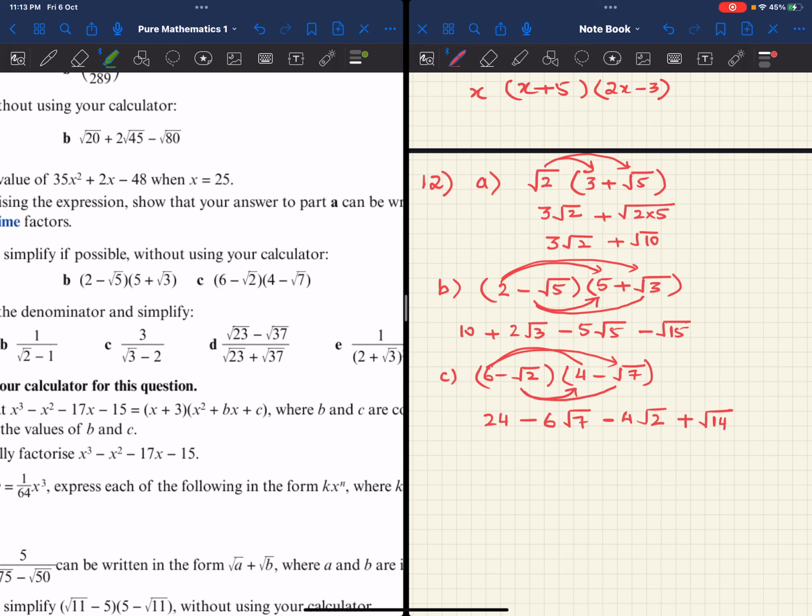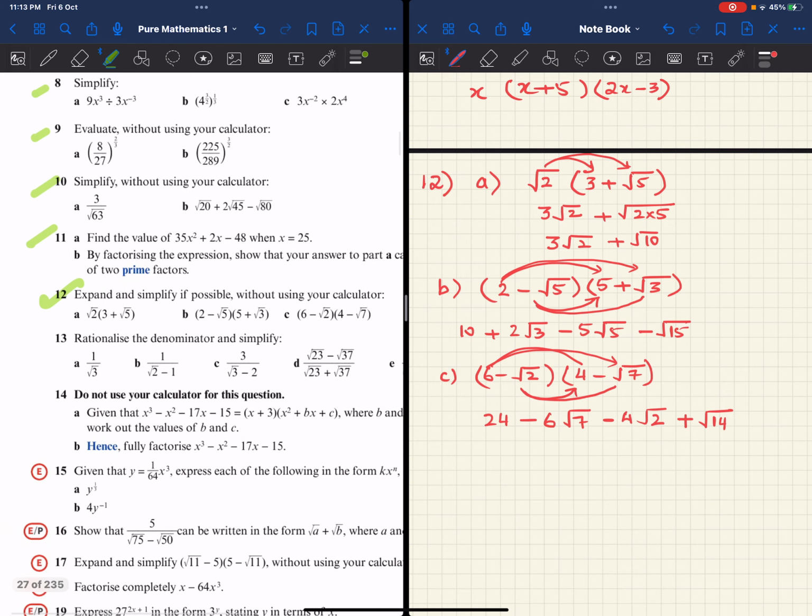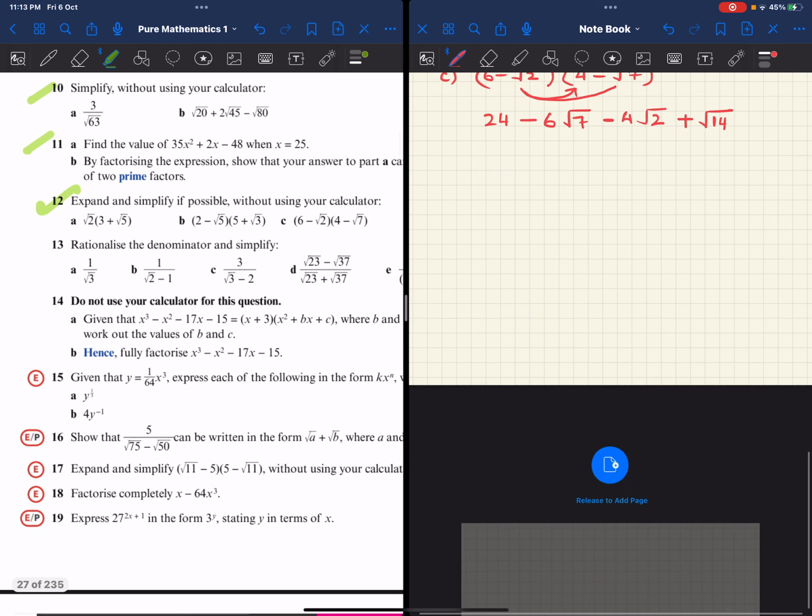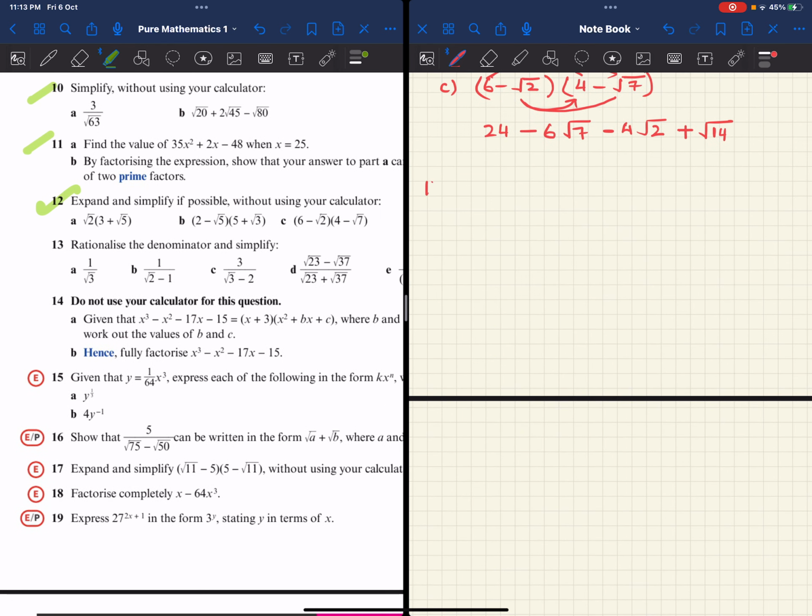Again here, once again, we don't have any common terms that we can add, so we will leave it as it is. Our next question is question number 13, and that is rationalize the denominator.